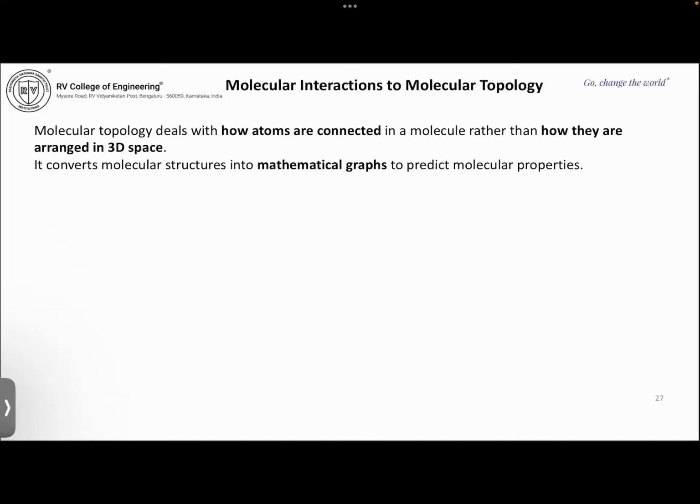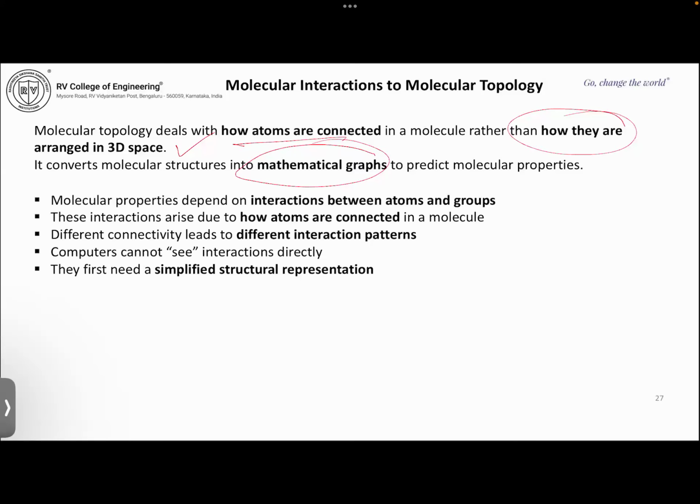Molecular topology deals with how atoms are connected in a molecule rather than how they are arranged in 3D space. It is just explaining how they are connected. It converts molecular structures into mathematical graphs to predict molecular properties. We know that molecular properties depend on how the atoms are interacting, how the atoms are linked to each other, and how the functional groups are interacting, right? These interactions arise due to how atoms are connected in a molecule.